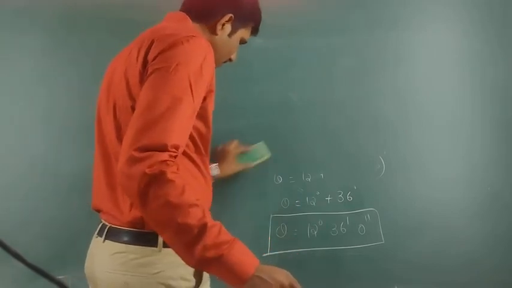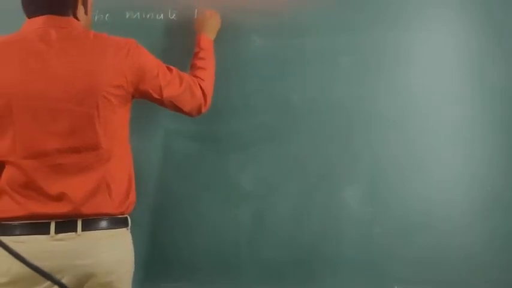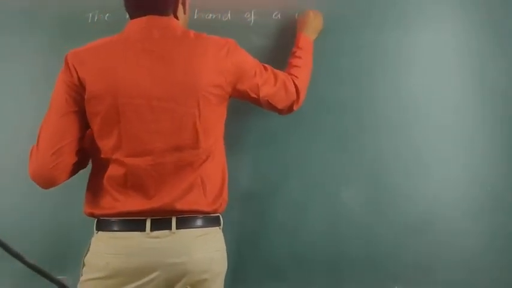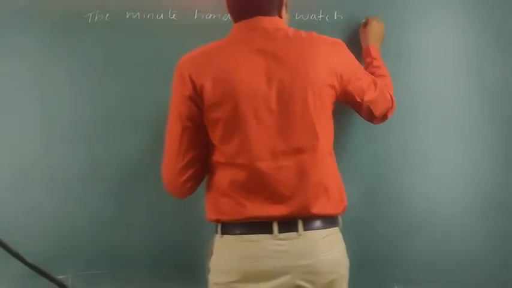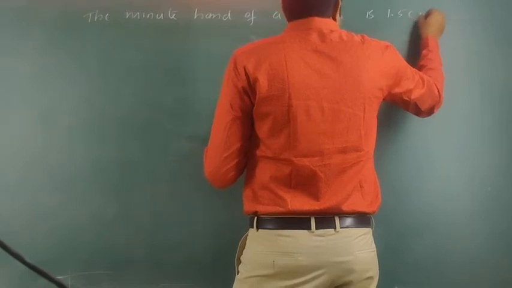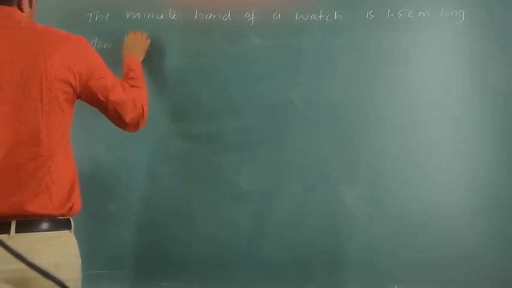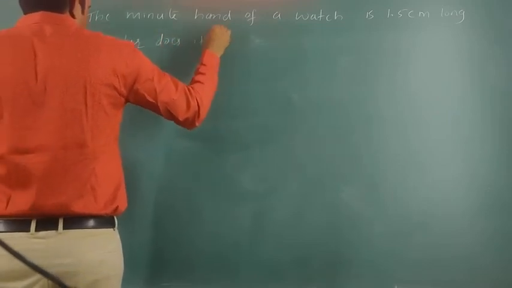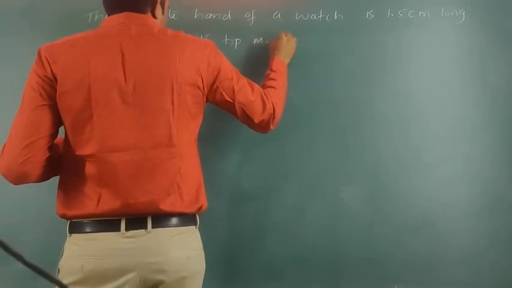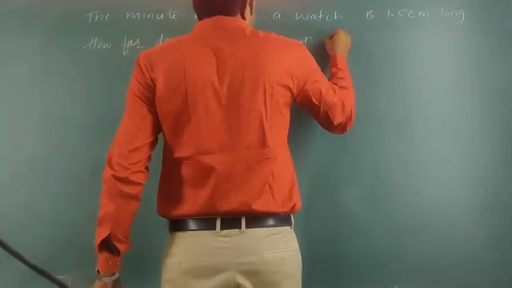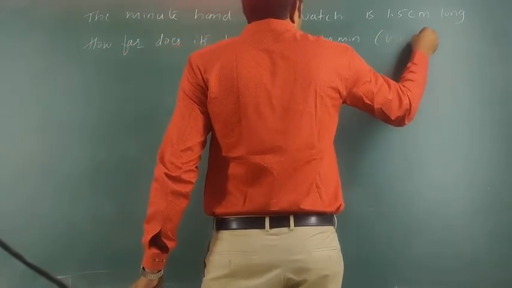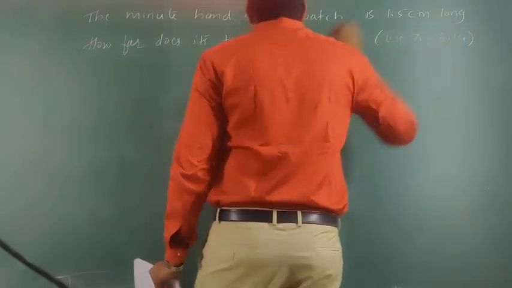See, that is the next problem. The minute hand of a watch is 1.5 centimeter long. How far does its tip move in 40 minutes? In the bracket they have given, use pi is equal to 3.14. That is given in the problem.